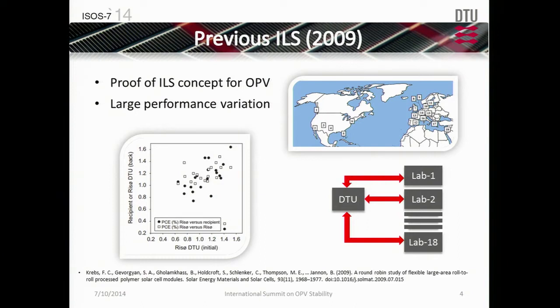And this was done in 18 different labs in the western part of the world. Denmark, DTU, provided some solar cells. And this first inter-laboratory study proved that it was possible to do such a study with OPV as well. The graph shows some data where we have the initial performance measured by DTU versus the recipient measurement, and the final measurement result when the sample came back. However, we see a large variation, so we need to improve this.